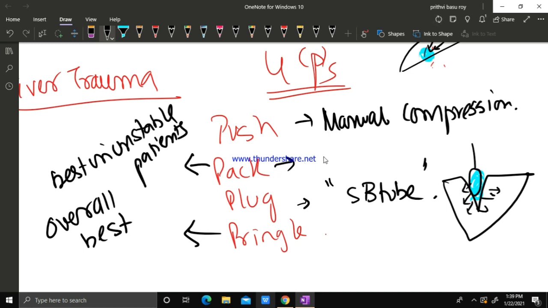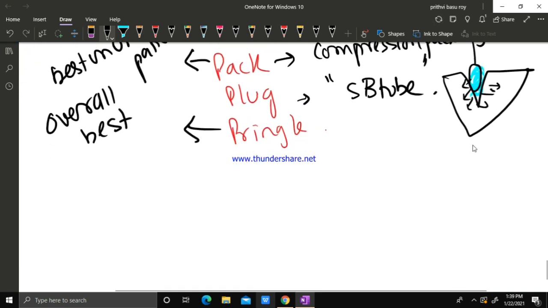What is packing? You know what is packing? It is compression packing. If anyone asks you in liver trauma, when is packing done? Unstable patient. This is part of which surgery? Damage control surgery. Part of damage control surgery.